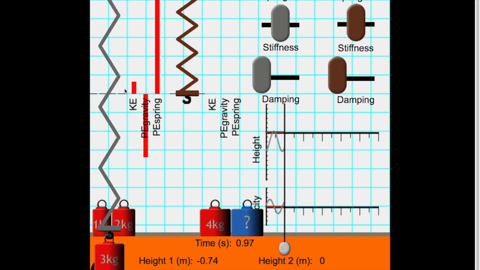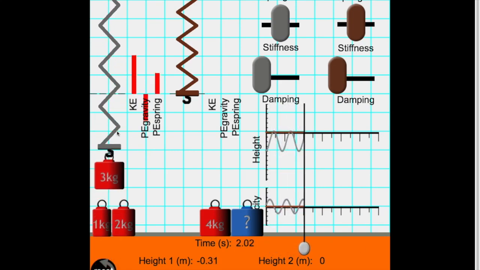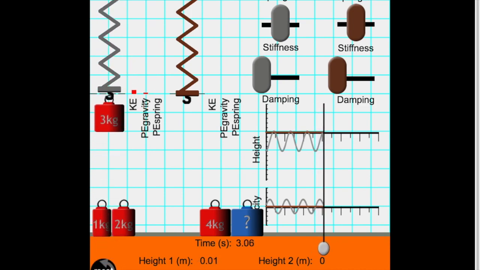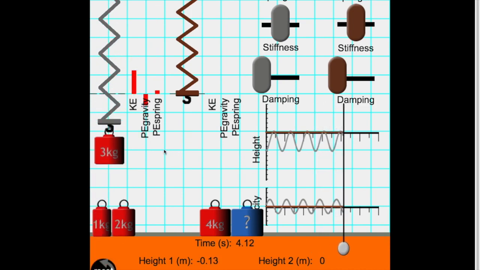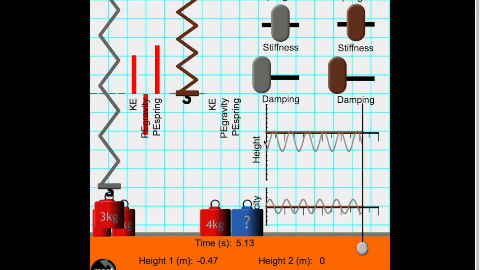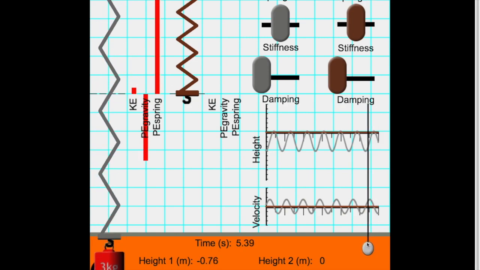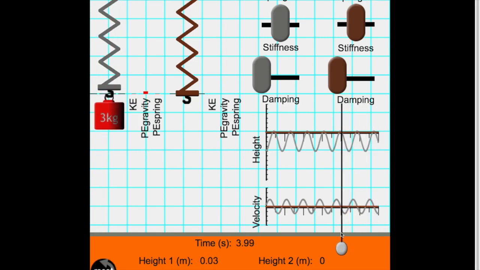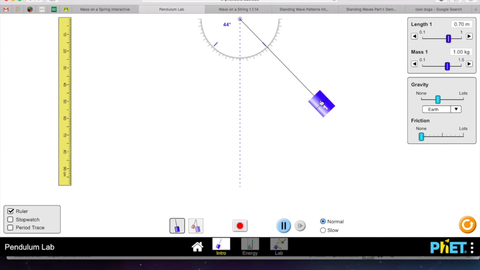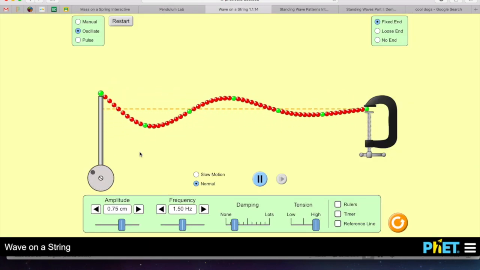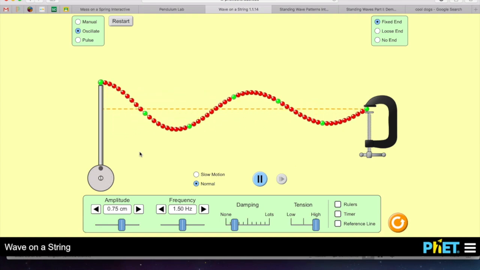A mass on the end of the spring causes the spring to oscillate up and down. Kinetic energy, potential energy. If we graph the height of the spring, we get something that looks very interesting. It looks like a wave, up and down. A pendulum swinging back and forth. A string being shaken, going up and down.